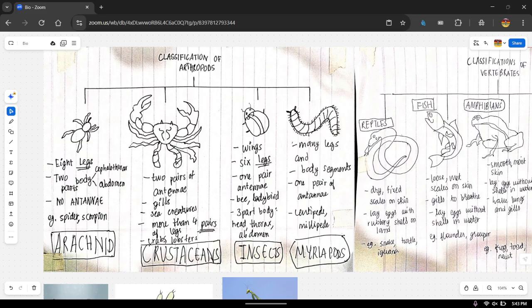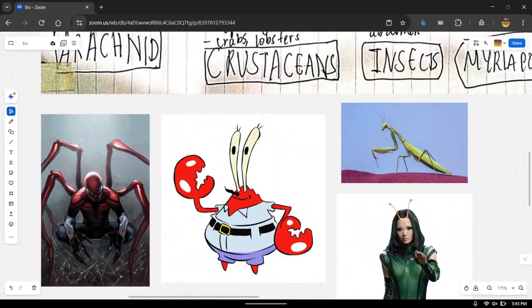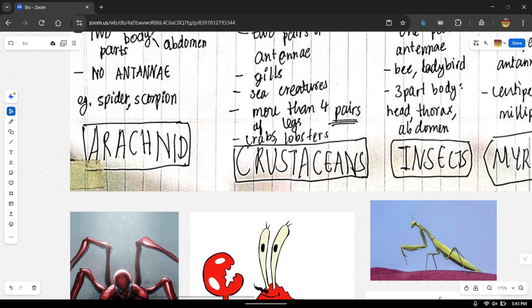Now, how you're going to remember the characteristics for arachnids is like this. You're going to have to remember Spider-Man, right? Spider-Man is an arachnid. Now, once you're able to remember that Spider-Man is an arachnid, you can easily identify his features as well. For example, this is the image of Spider-Man that you're going to have to remember, okay? When you're writing your exams, this is what you're going to have to remember.